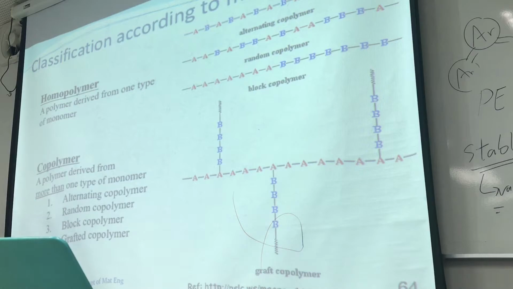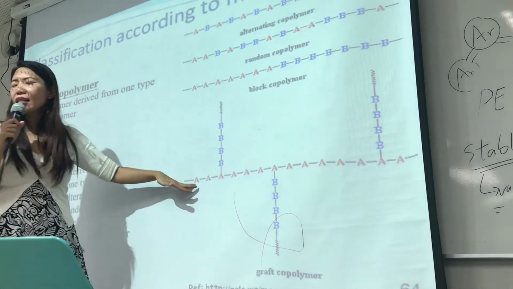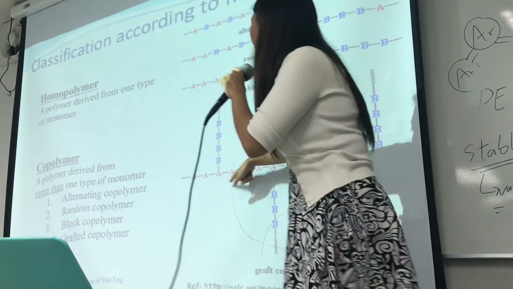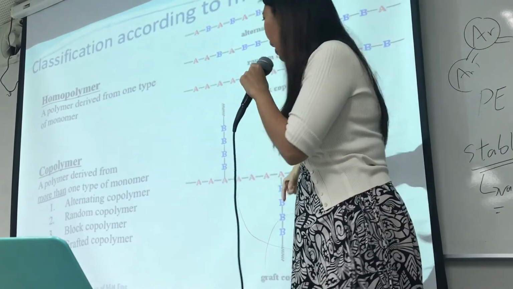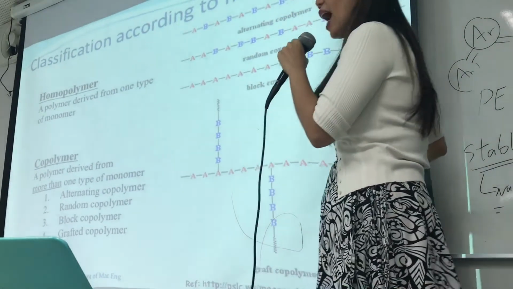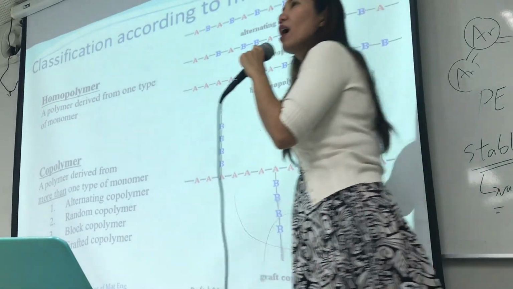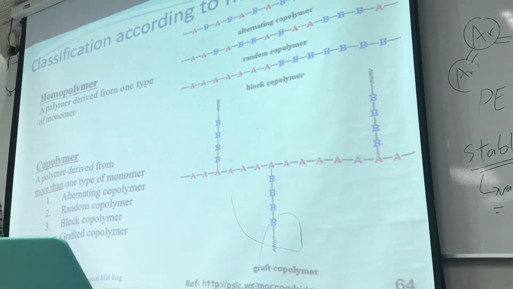All right, so the next one. This is a little bit harder. If we have the backbone, it's just one kind of monomer, and then we have the branch in another kind. What do we call it? Graft polymer.